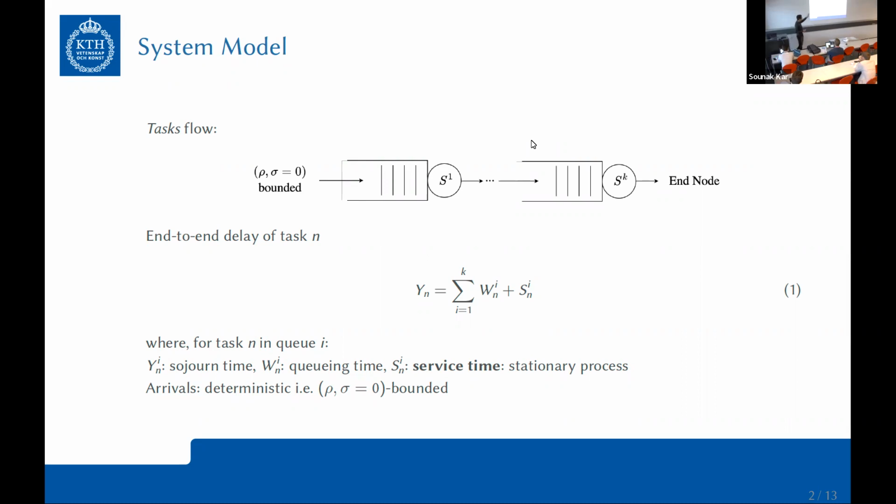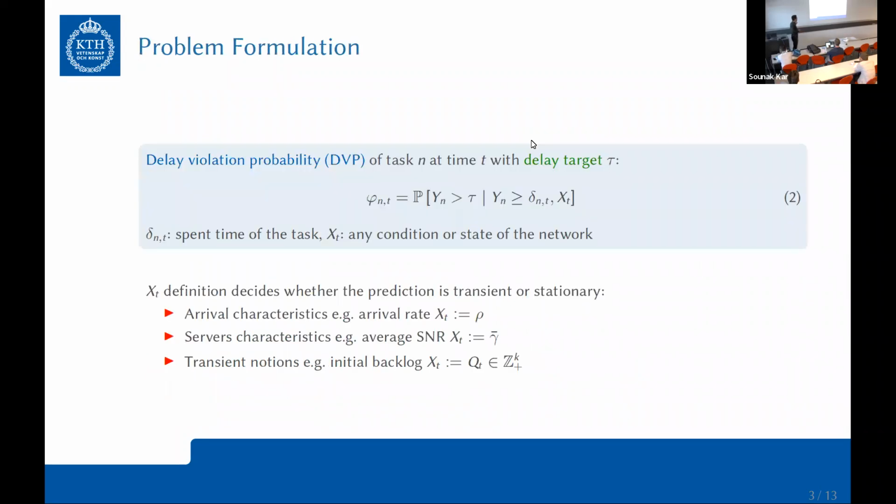The end-to-end delay of task n consists of the queuing delay, the service delay, and so forth. What we are interested in here is the service time. The service times in the wireless links, or the service curves in network calculus language: how can we obtain them? How can we devise these service curves or service processes? What is the assumption? The problem formulation, in a sense, would be for me to predict or estimate the delay violation probability.